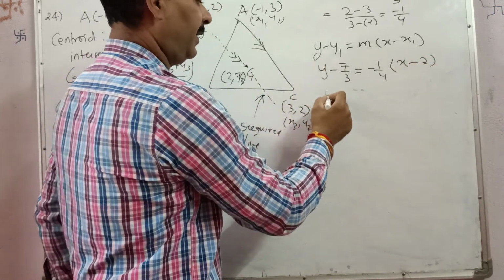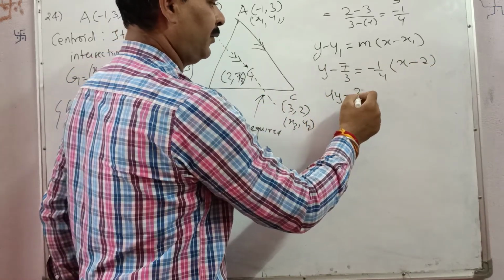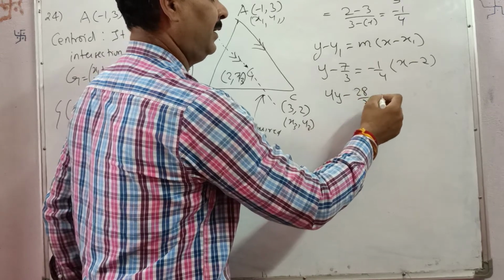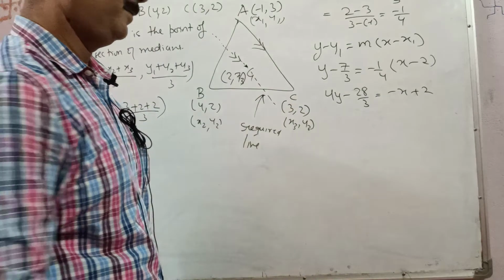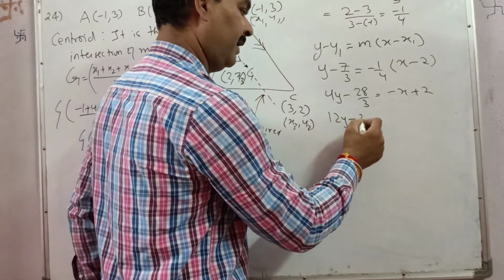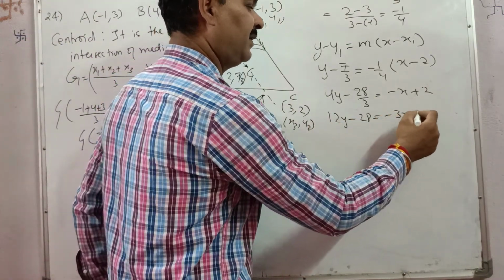Cross multiplying, 4y minus 28 by 3 is equal to minus x plus 2. Multiplying each term by 3, 12y minus 28 is equal to minus 3x plus 6.